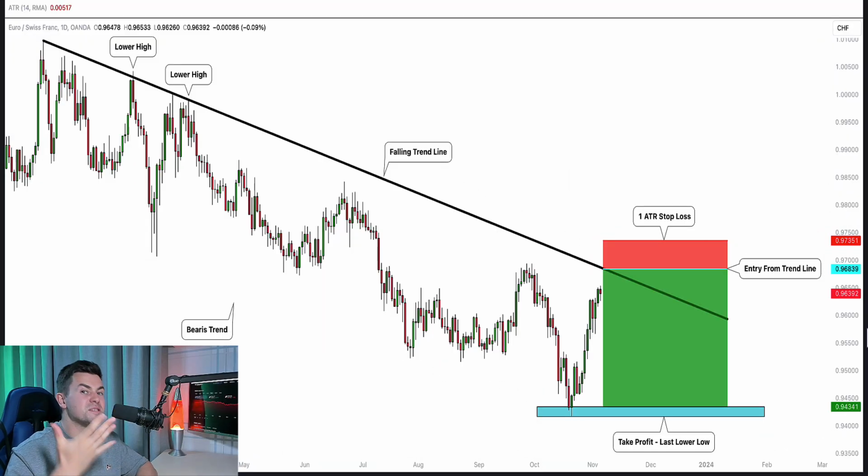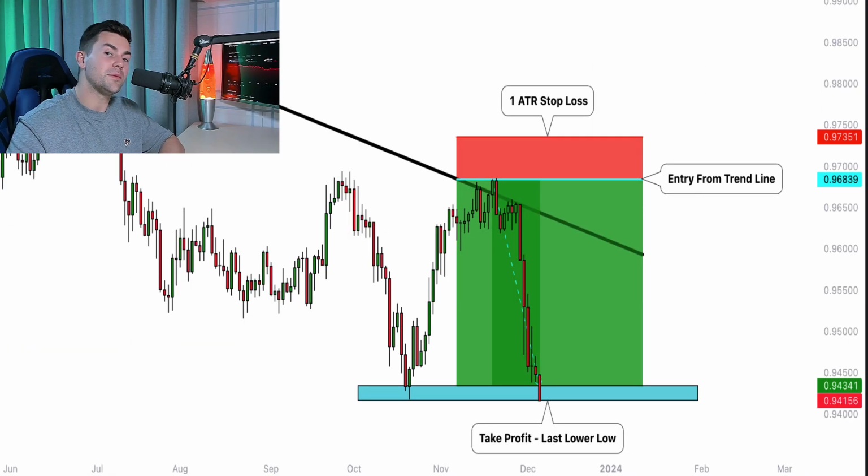And here's how the swing short from that trend line should look. We set our stop loss based on 1 ATR. Our entry is the test of the trend line, and our take profit is based on the level of the current lower low. More than 250 pips of profit were made with that short trade.